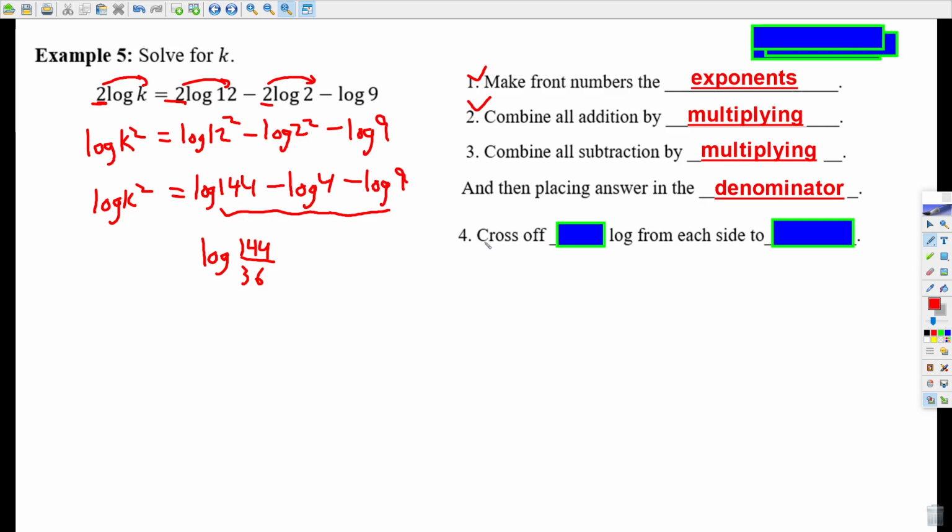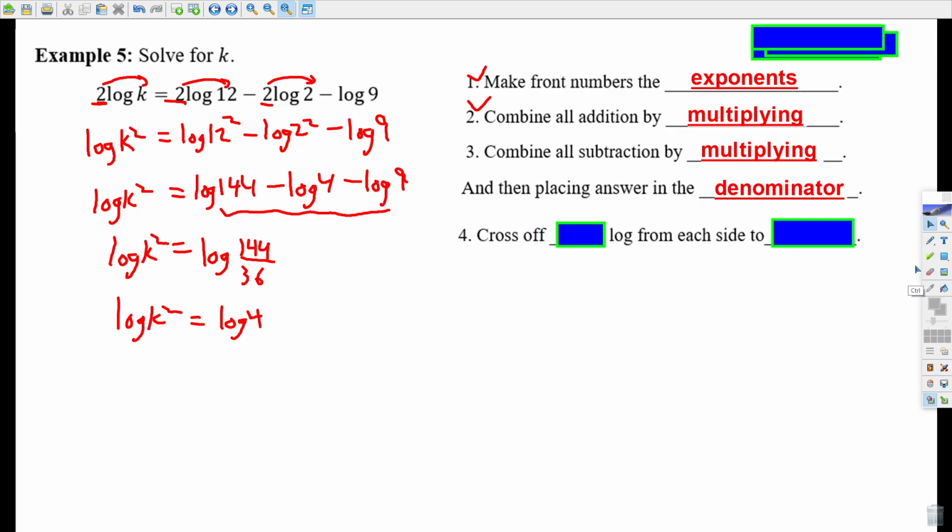I don't know why it's doing that. Then we have over here log of k squared. So we pretty much are good there. I'm probably going to simplify the 144 divided by 36. And then we'll see what we get. So we have log of k squared equals log of, if you divide them, you actually get the number 4.